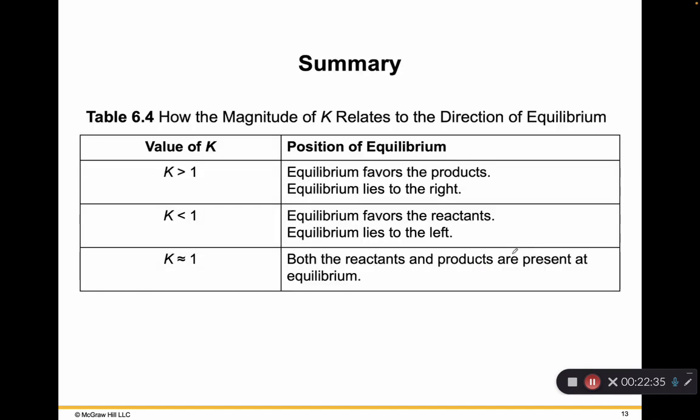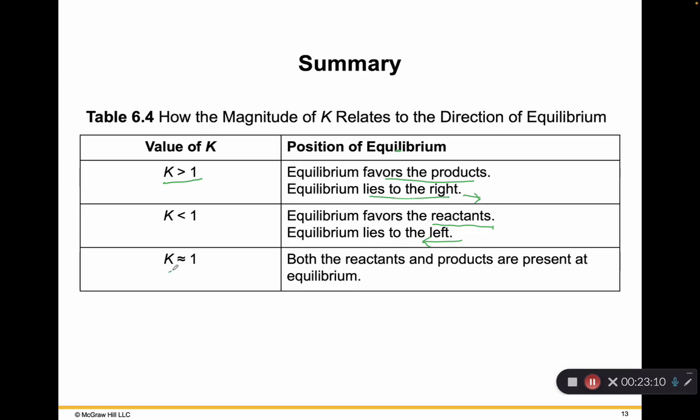So this slide is a very good summary to sum up all the things that we just learned. If the value of K is greater than 1, it means equilibrium lies to the right. It favors the product. The position of equilibrium is to the right. If we have a K value lesser than 1, it means the reactants are the favored one. The equilibrium favors the left hand side, towards the left hand side of the reaction.